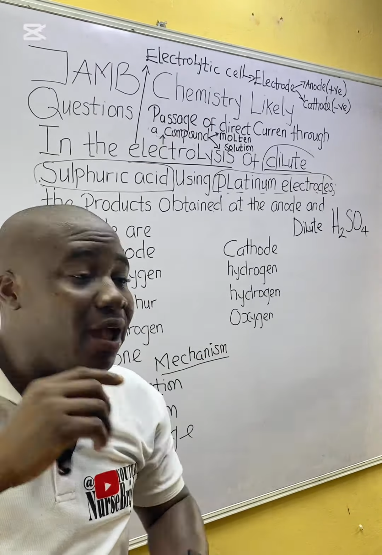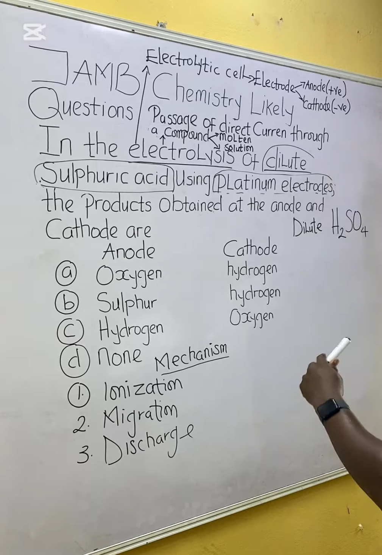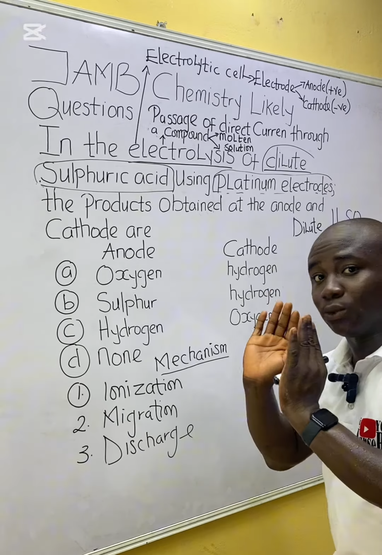Take note, it is inert. It does not affect the process. It's just used. So this platinum electrode, we will just get rid of it. We don't have any business with it. That's what I mean by that.